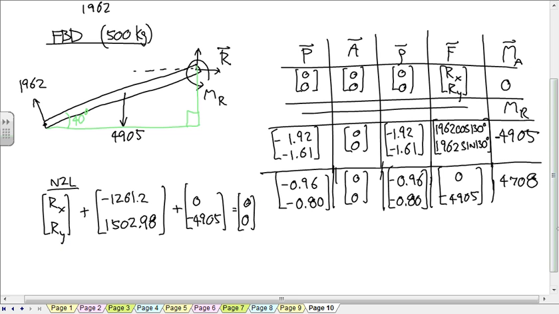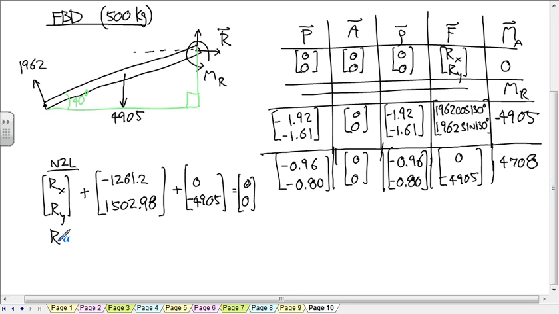And so the reaction force is equal to positive 1261.2, and then negative, no. What do you get when you add these two together? Okay, yeah, that's the right ballpark.